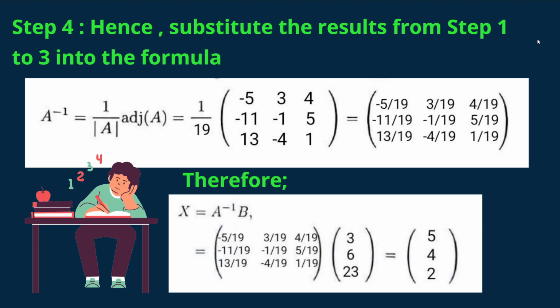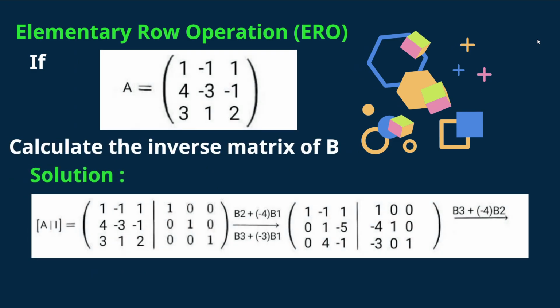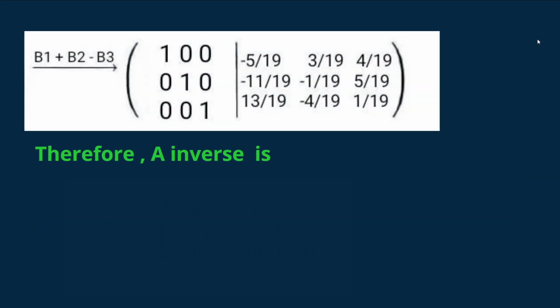Hence, we should substitute the result from step 1 to step 3 into the formula. Then we'll get the answer x equals 5, y equals 4, and z equals 2. After that, we can also get A inverse by using the ERO method. We will need to perform ERO until we get the new augmented matrix as shown below.